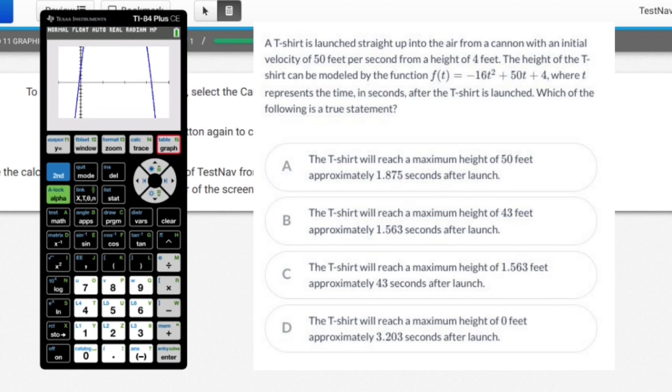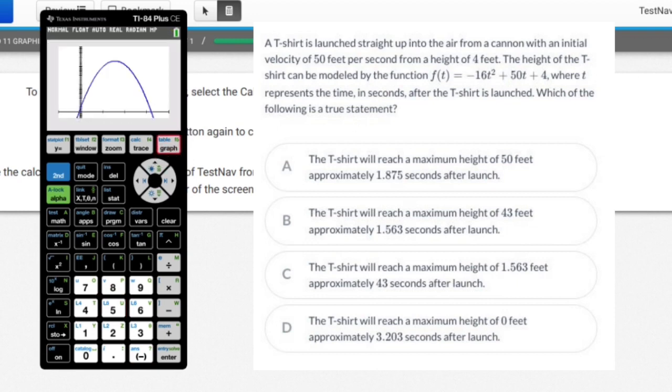Now, looking at the 4 options, option A says the T-shirt will reach a maximum height of 50 feet, approximately 1.875 seconds after launch. Looking at these, the height's not going to go any bigger than 50, it looks like. So I'm going to go back to my window. I'm going to change my Y max to 55 because I'm expecting it to peak around the 50s. The Y min I can make -5 just to have some underground stuff going on. And when I hit graph, I get a much better visual.